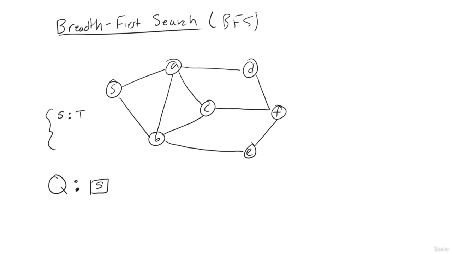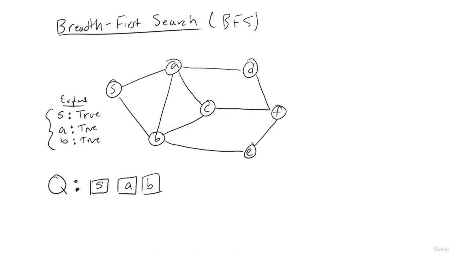And then we're going to say, okay, S, we have explored it. Remember, this is keeping track of explored. Okay, and so what you're going to do is look at S's neighbors. You're going to say, okay, S is connected to A and B. And so what you do is you add A and B to the queue and mark them as explored. So A has been explored, B has been explored, because we've already touched them.